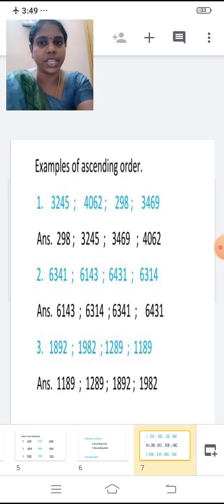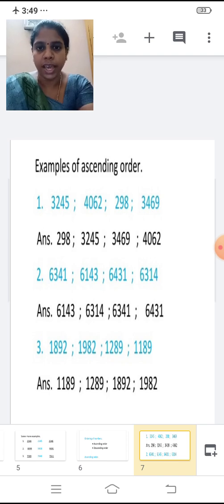Shall we see some examples of this now? So examples of ascending order. First one is 3245, 4062, 298, 3469. So how will you arrange the numbers from small to big?